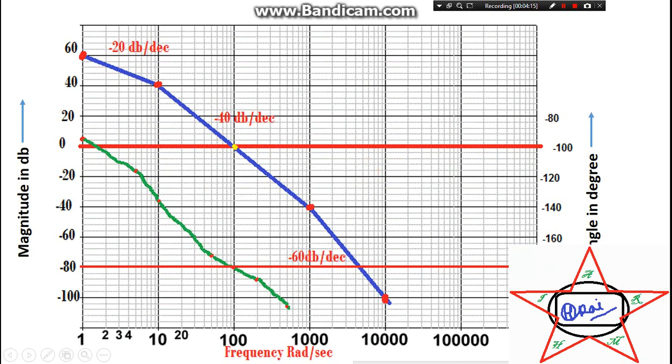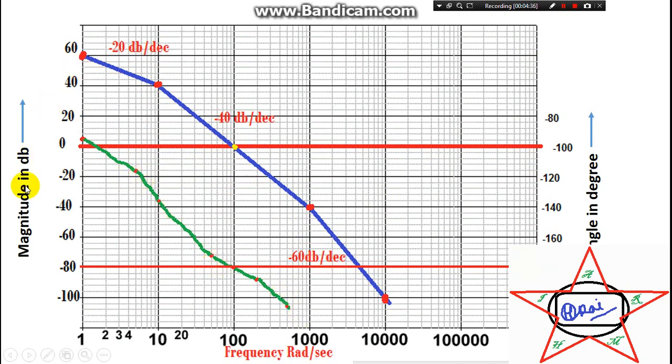Now look at this semi-log graph. Already we have plotted this magnitude plot, minus 20 degree per decade, minus 40 degree per decade and minus 60 degree per decade, and we have discussed also how we have drawn this one. Now in the same graph sheet you will draw the phase plot also. So how to draw it?